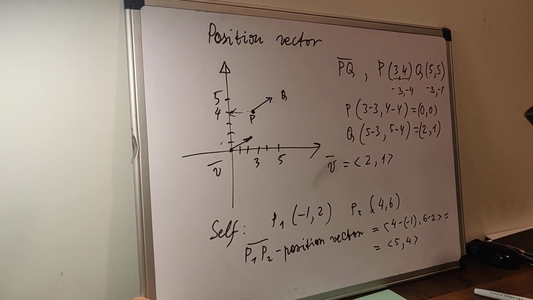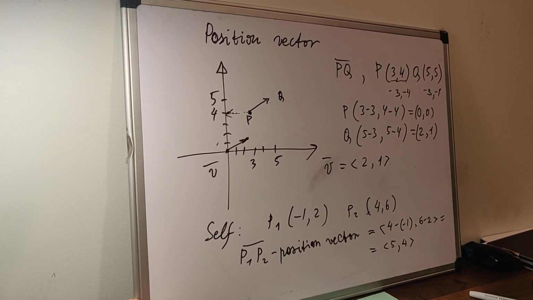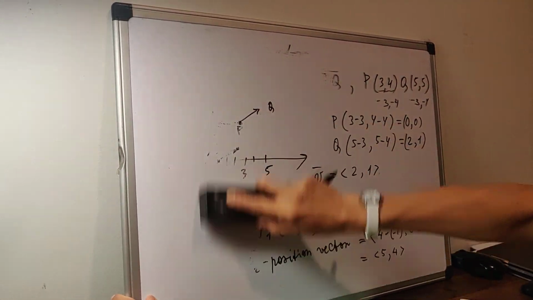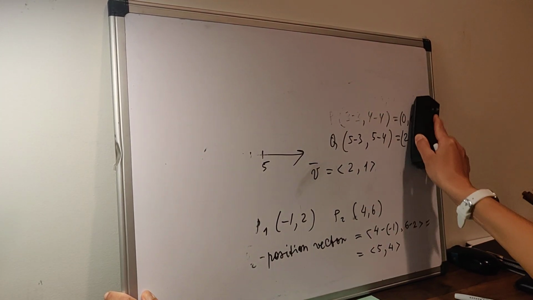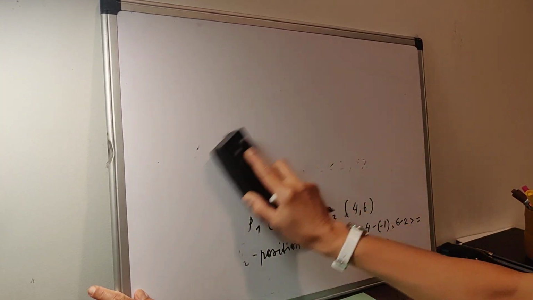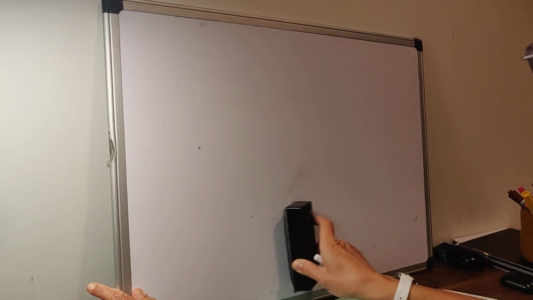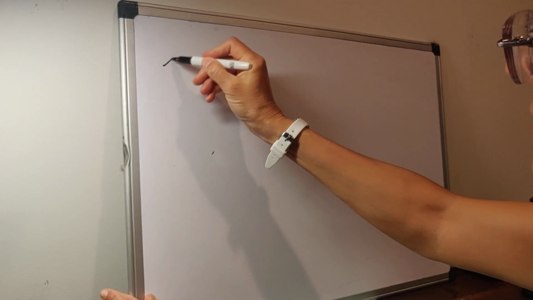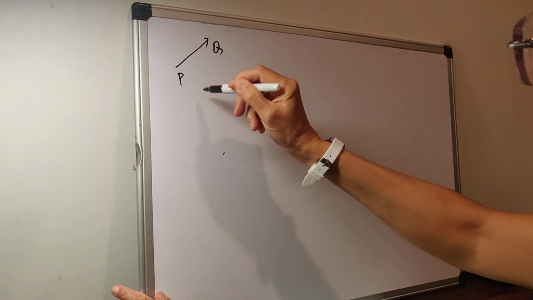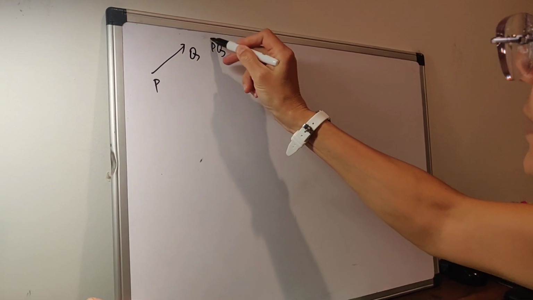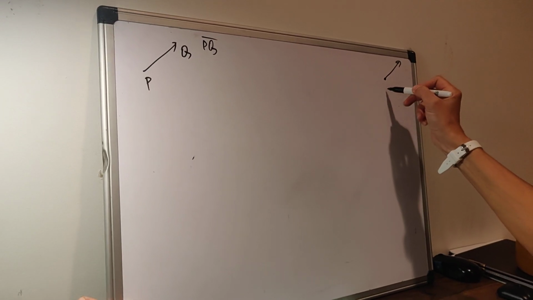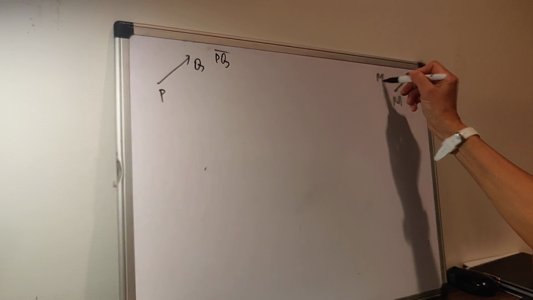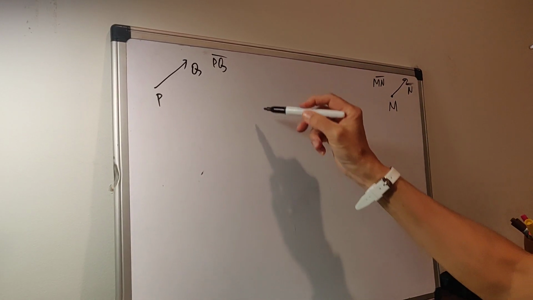Now let's move to which vectors are equal and how to add vectors. So let me erase all this stuff. Two vectors are called equal if their position vectors are equal. What does it mean? Somebody is drawing vector PQ over here. Somebody is drawing vector, I don't know, MN over here. Are they equal or not equal?